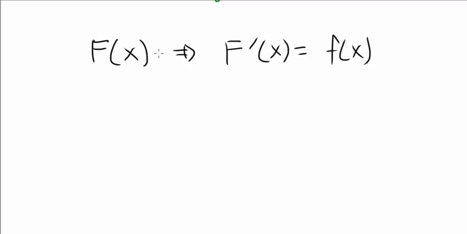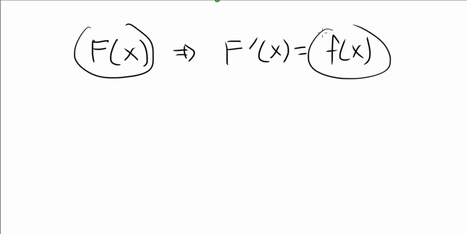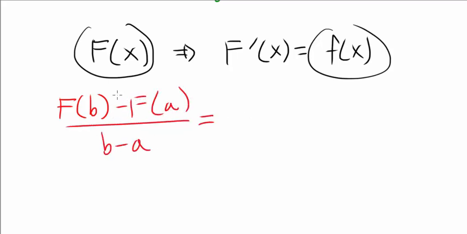And why? Let me ask you this. Let's define our function capital F of x such that when you differentiate capital F of x, you get f of x. So all I'm telling you is capital F of x is an antiderivative of f of x. If you differentiate capital F, you get lowercase f. Now let's write the mean value theorem for differentiation. It tells you there is a point c such that F of b minus F of a over b minus a is equal to the derivative of capital F at some point c, and the derivative of capital F is lowercase f, so lowercase f at some value c.